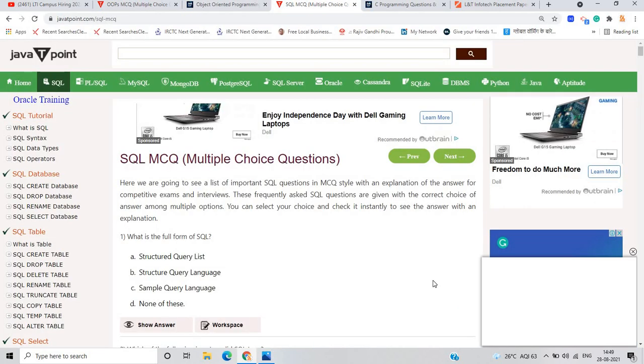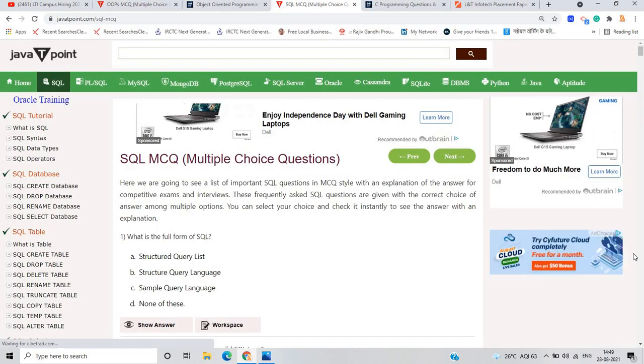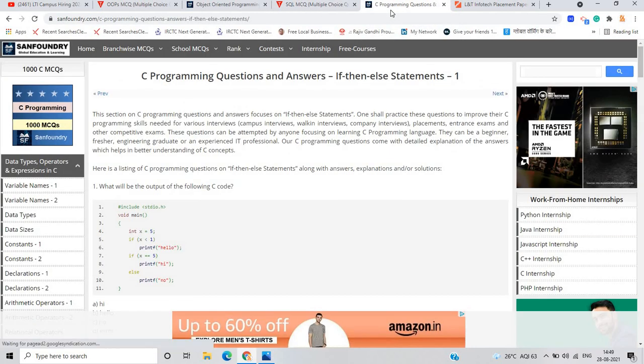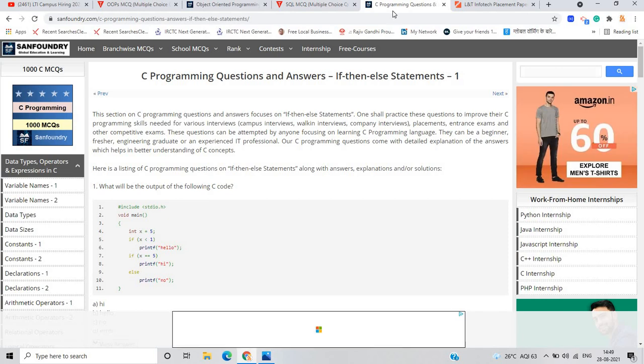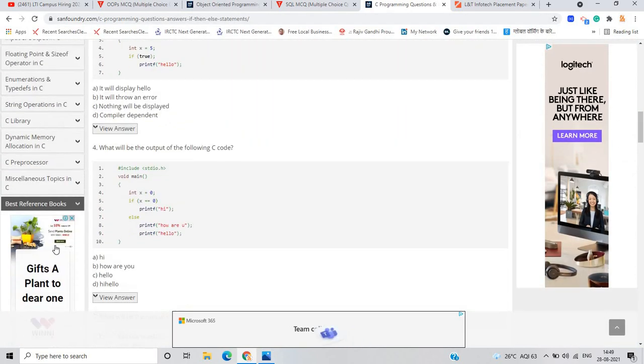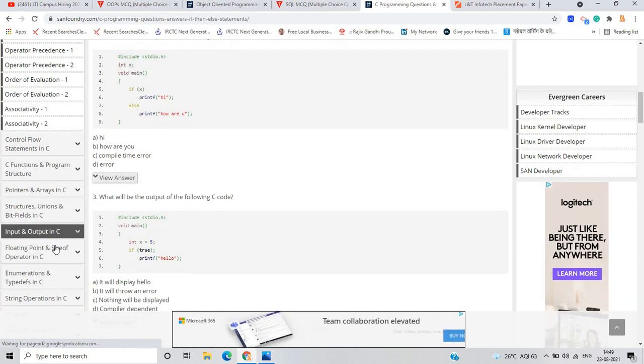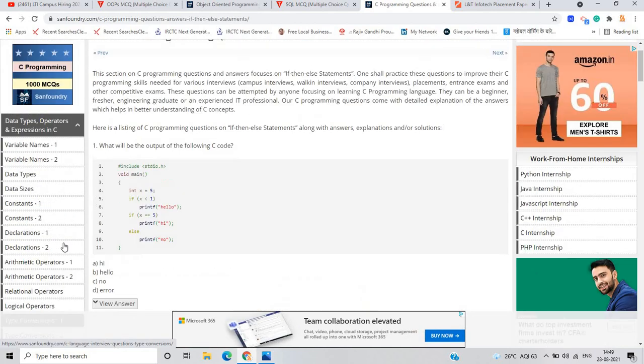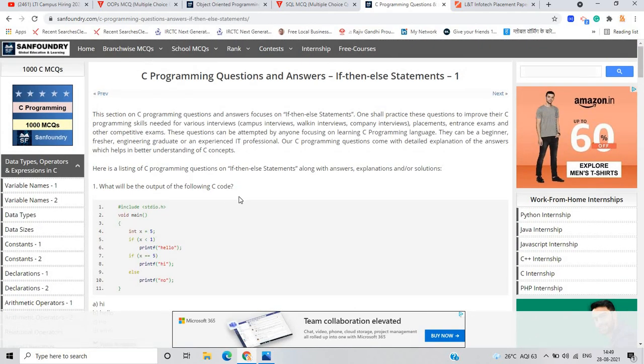If I talk about SQL, you can prefer the JavaTpoint website. You can learn SQL from W3Schools and then practice the MCQs from JavaTpoint. For basic programming concepts like pseudocode, basic types of loops and other concepts, you can prefer the Sanfoundry website, because in this website there are so many topics. As you can see, many topics are present, and you can choose the topics accordingly and practice the MCQs.